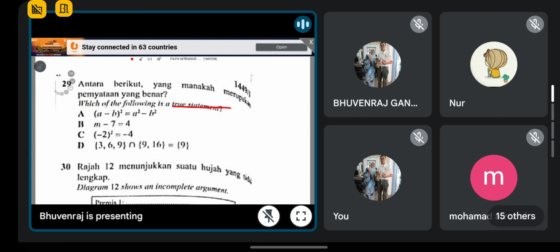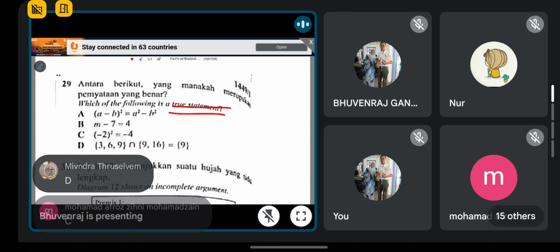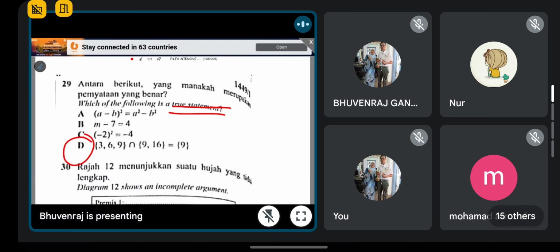Okay, which is two statements, guys? Okay, Afika says D. Okay, guys, the answer will be D, yeah? Jawapan D. So C actually wrong first, because if you press calculator, you should know negative 2 square actually 4, not negative 4. It must be 4, positive number.